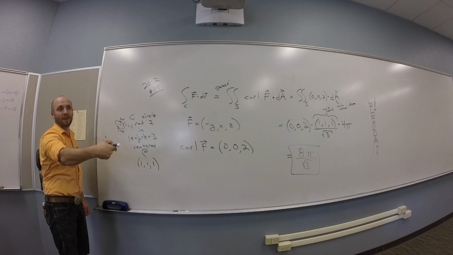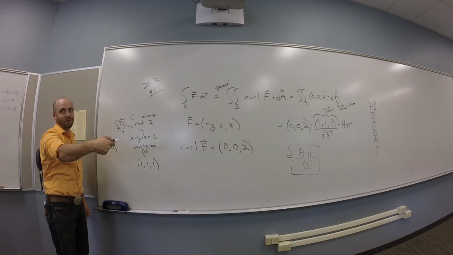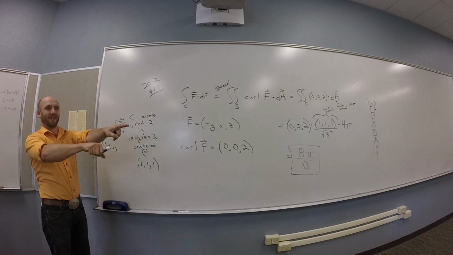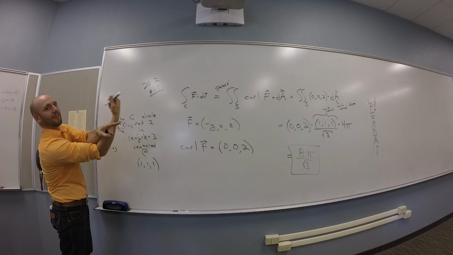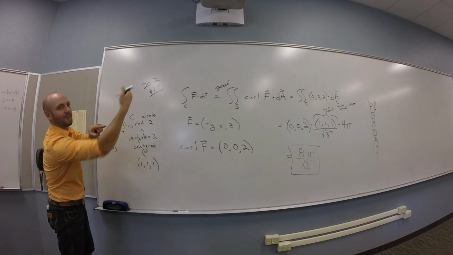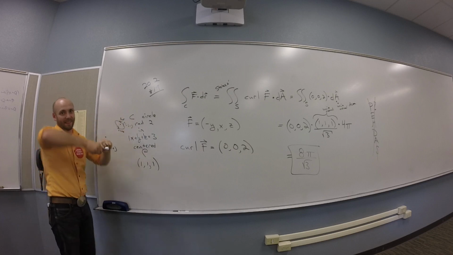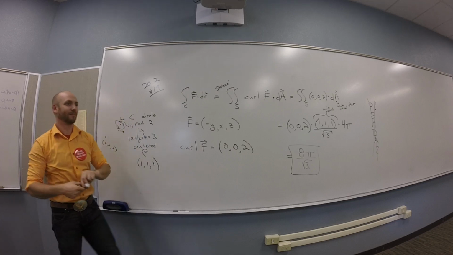Okay, now which orientation did I pick for my normal vector? I need to make sure that goes with the right-hand rule here. So I picked 1, 1, 1 as my normal vector, right? Which points that way. And so if I'm going around my circle like this, and that orientation, do those right-hand rule together? Yep. Cool. Plus.